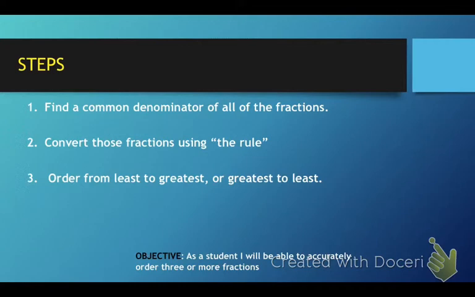You need to find the common denominator of all the fractions. You need to convert those fractions using the rule. Remember, whatever you do to the denominator, you must also do to the numerator. And finally, you need to order them from least to greatest or greatest to least. You have to be very careful, though. All right, we're going to go ahead and get started.